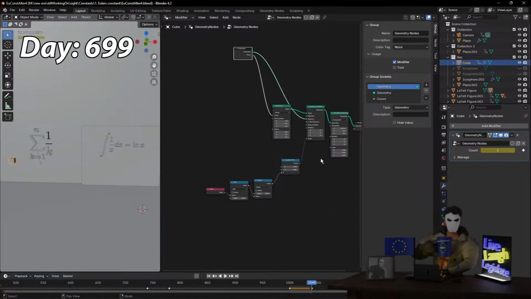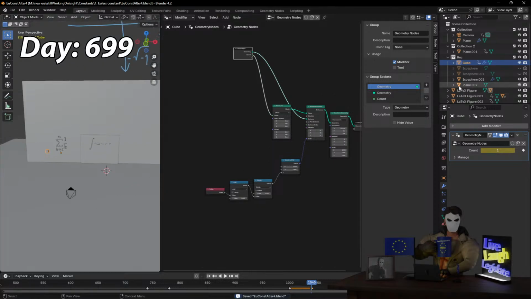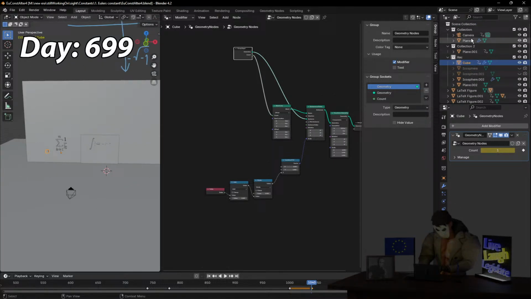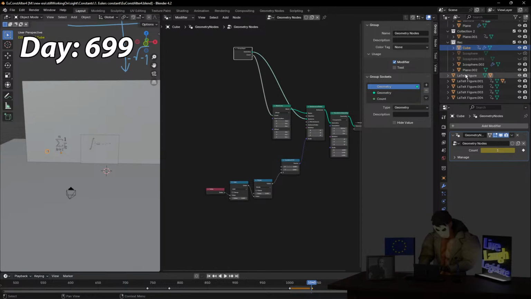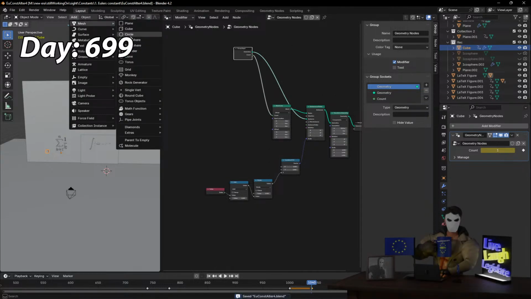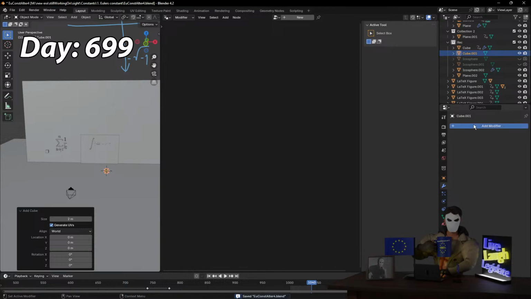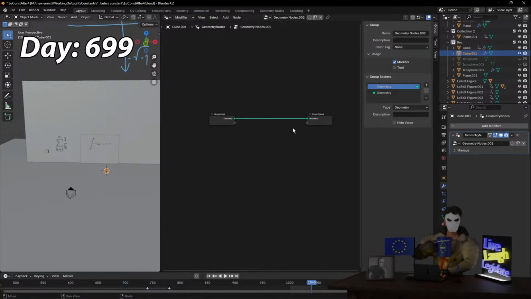Now, what was I trying to do? Oh yeah, right. I was trying to do it with a single number, but the single number is going to be tricky, so we're not going to do it with a single number. Instead, we're going to do it with multiple numbers. Where is my other cube? Cube. Geometry nodes, new. Unplug this.